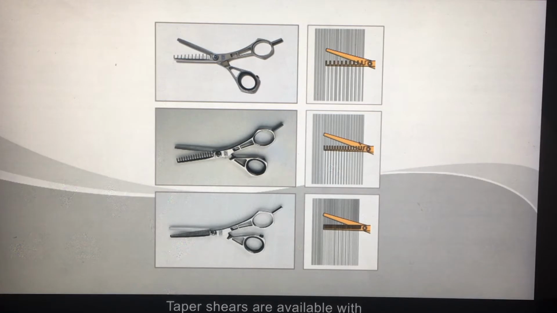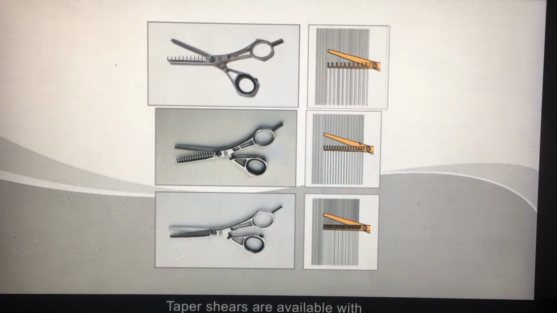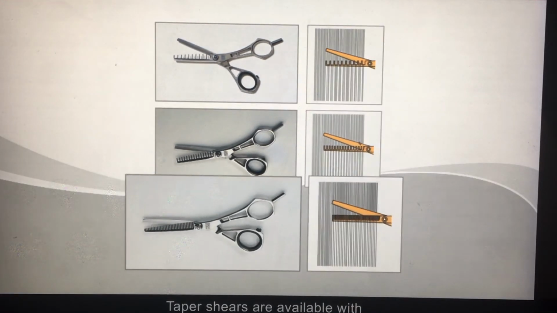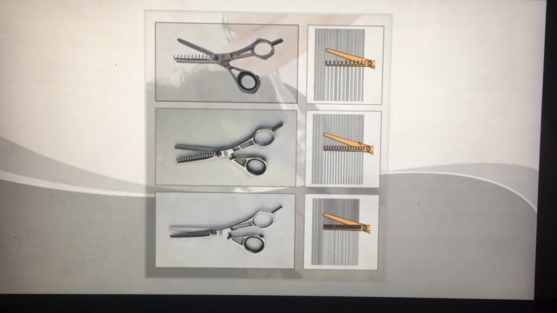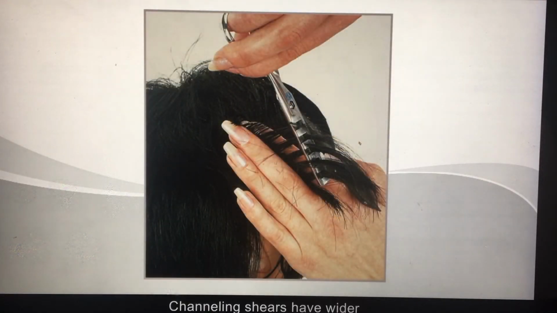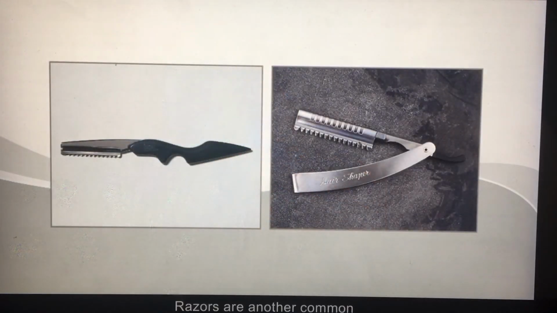Taper shears are available with notches spaced 1/8, 1/16, and 1/32 inches apart. Keep in mind that the closer the teeth, the more hair is removed. Channeling shears have wider notches that produce dramatic, chunky effects. Razors are another common hair cutting tool. They come in variations designed for different styles of cutting and levels of comfort.